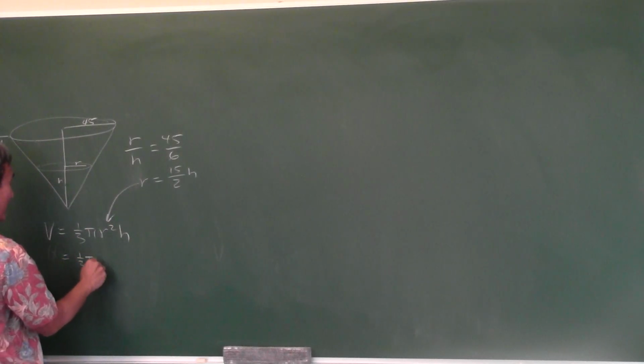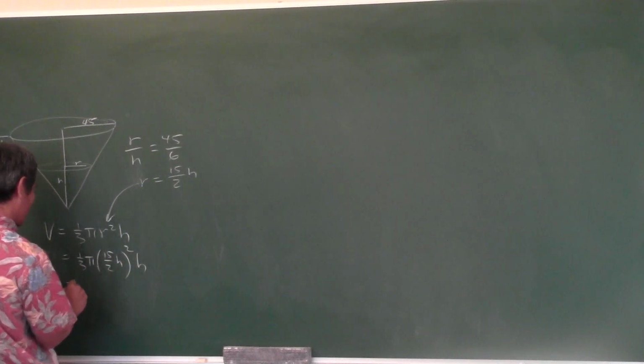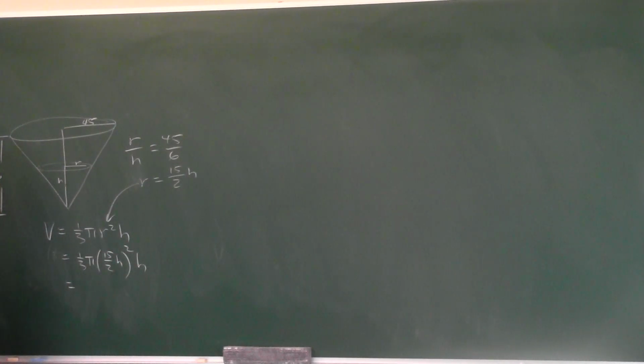So you get 1/3 pi times 15 over 2 h quantity squared times h, and that simplifies to... well, we just did this.